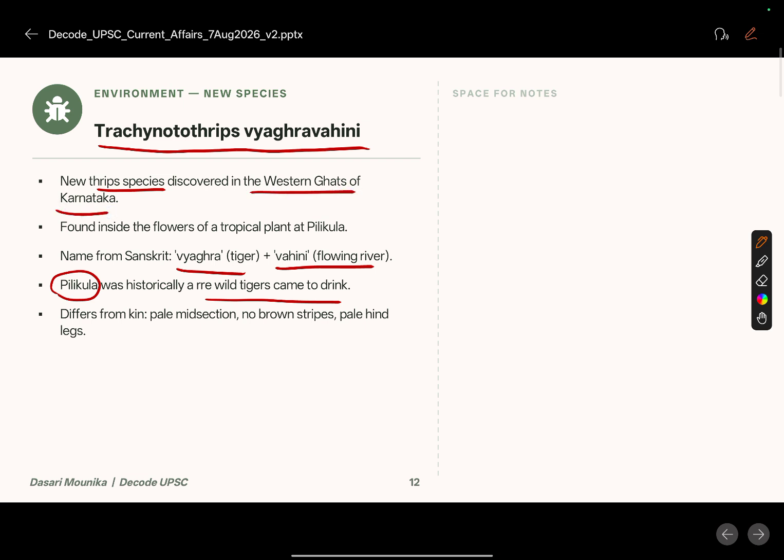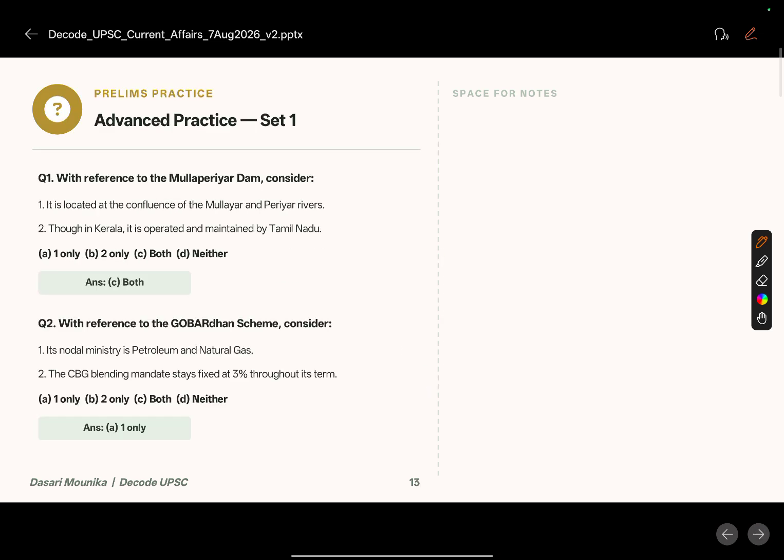So this can be a straightforward question in your examination: Thrachenothrips Vyaghra Vahini. It is found inside the flowers of a tropical plant at Pilikula. Okay, so this is all about Thrachenothrips Vyaghra Vahini. Moving forward, we will see a few important MCQs.